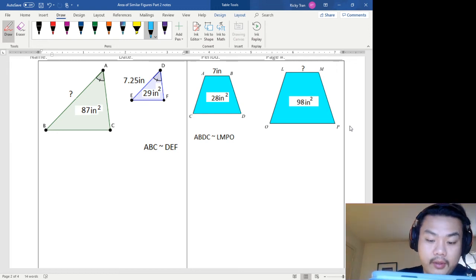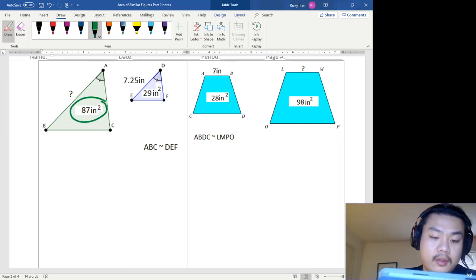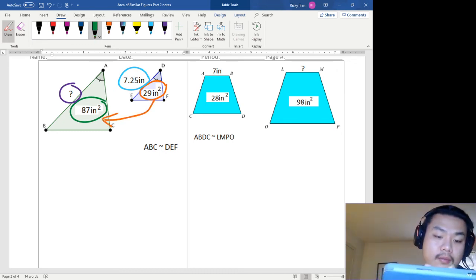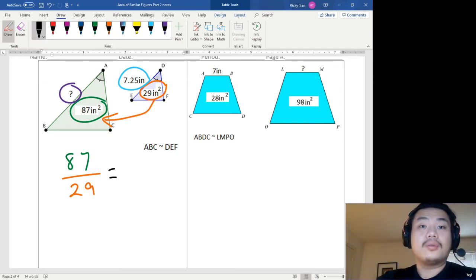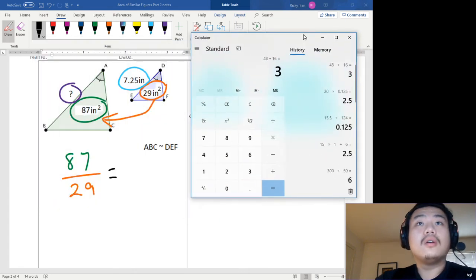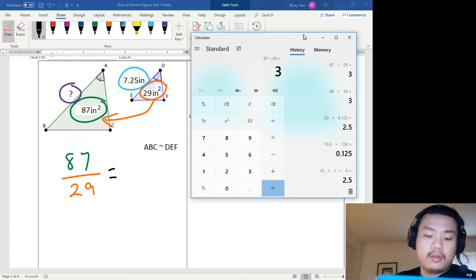Again, we have this here, and we're looking for that. So we're going from small to big. Small to big means you're going to have a scale factor greater than 1. All right, so 87 over 29, or 3.